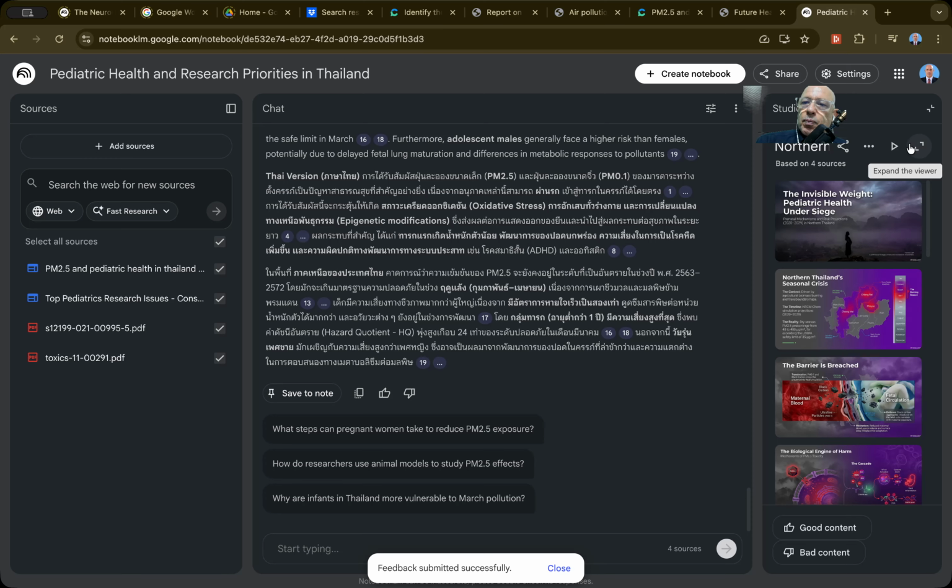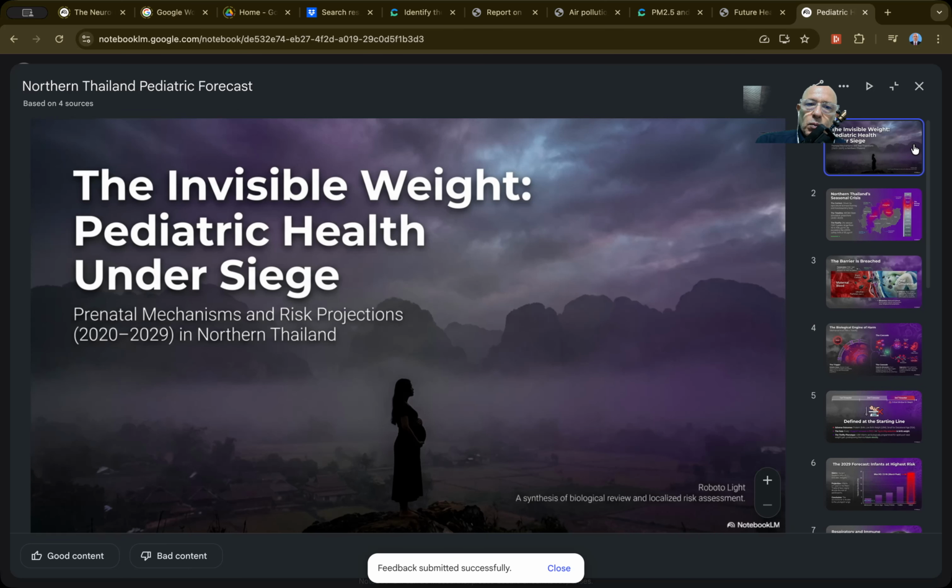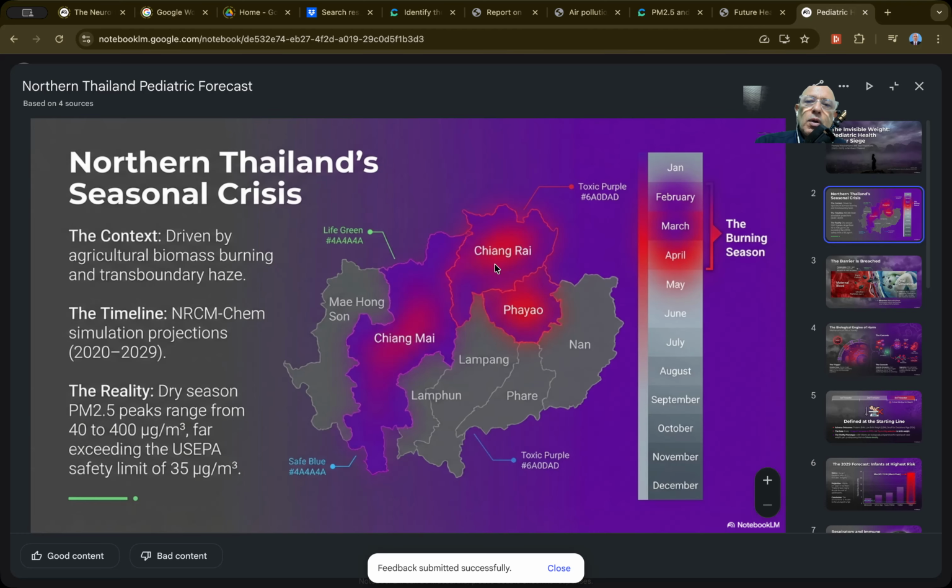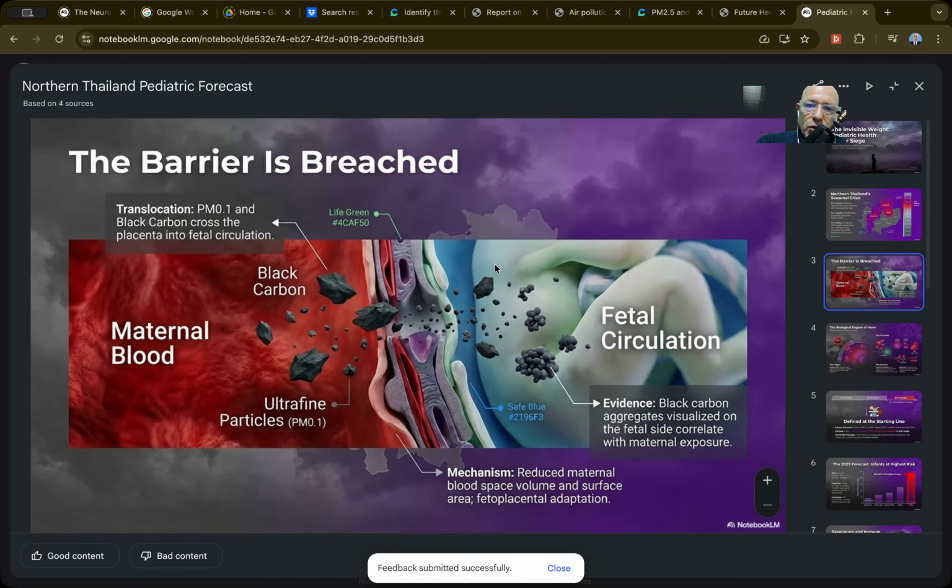Oh, okay. Here we go. A different version with some different sources, but it's basically northern. Okay, this is just to focus on northern Thailand and PM 2.5. That is really beautiful. Fetal circulation.